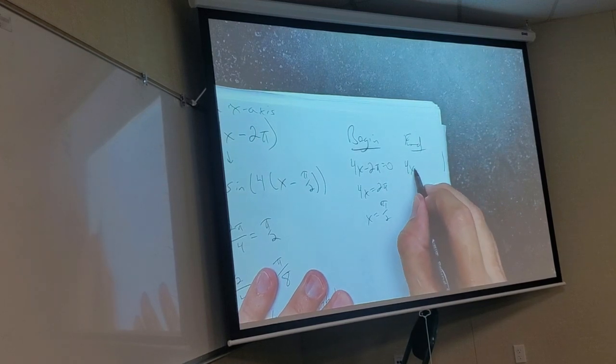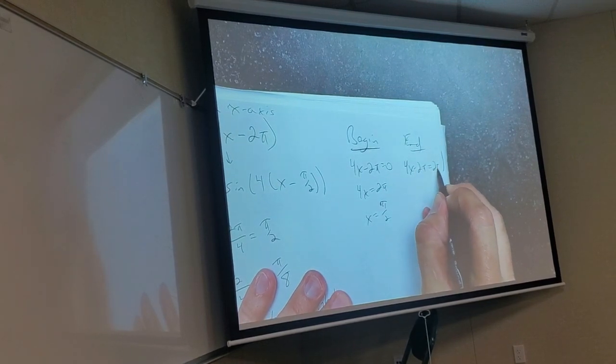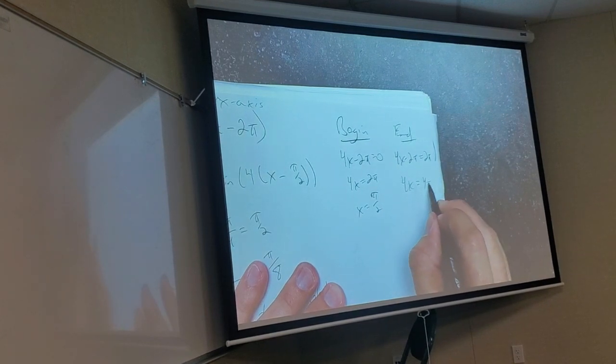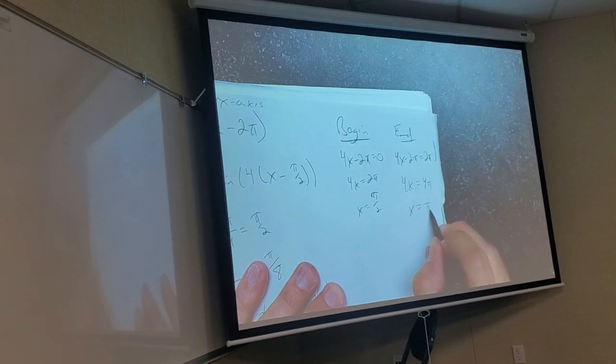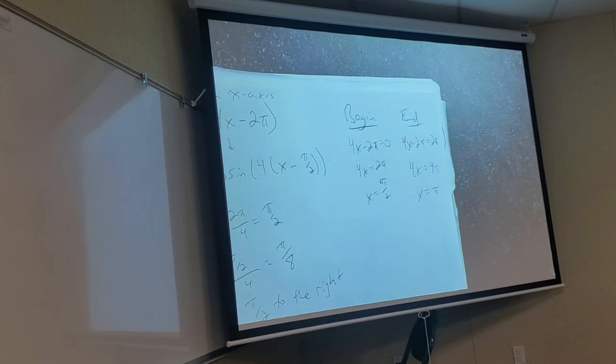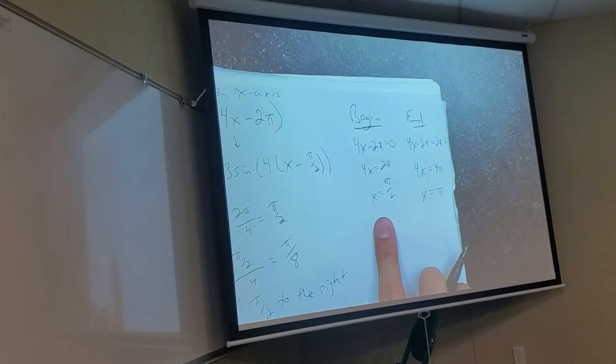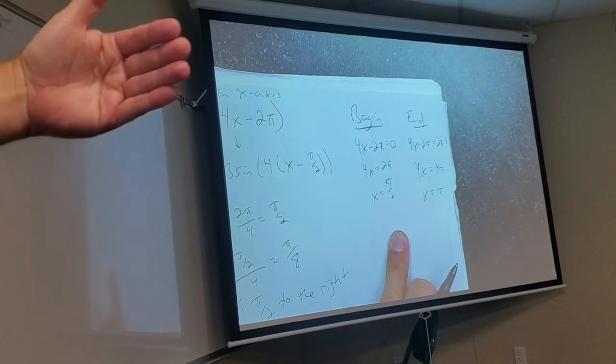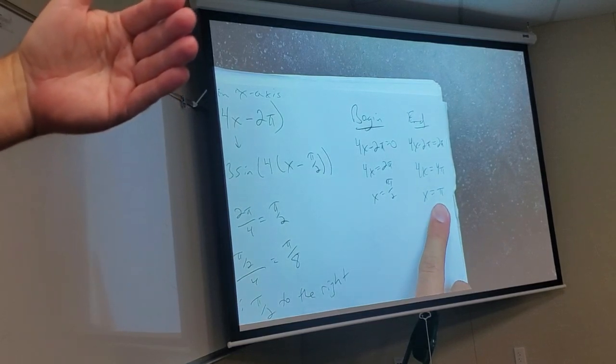So it normally ends at 2 pi, correct? All right, so if I add 2 pi over and then divide by 4, I get pi. And of course, that makes sense. If it starts at pi over 2 and it takes pi over 2 to get through a whole cycle, it's going to end at pi over 2 plus pi over 2. It's going to end at pi.